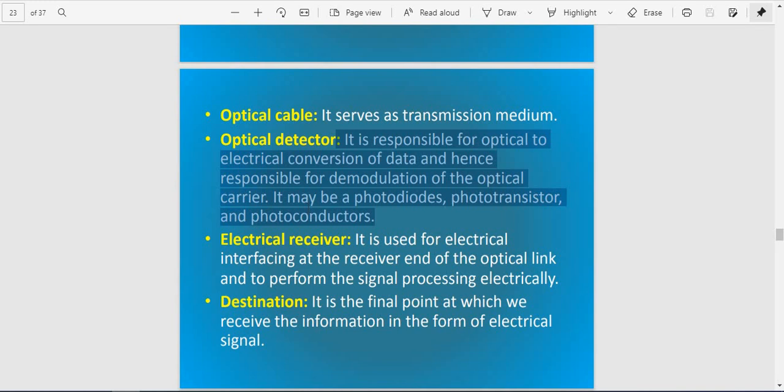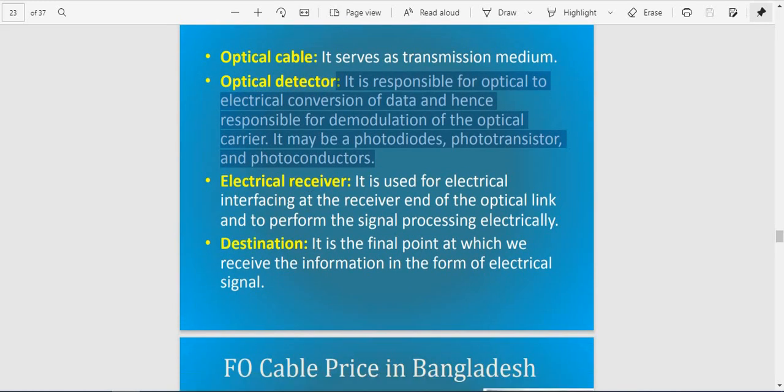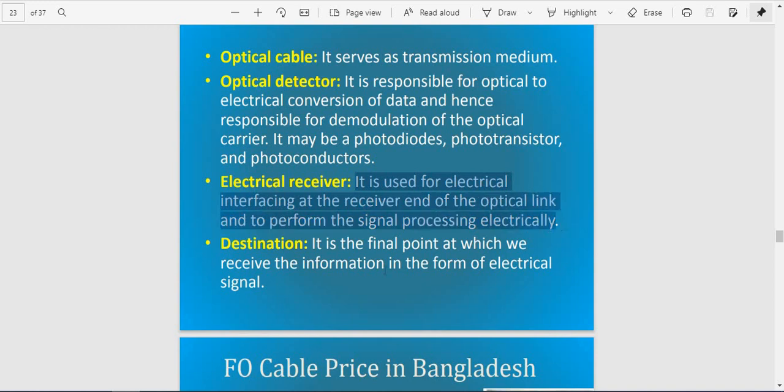Likewise, we have electrical receivers. What is the use of electrical receivers? It needs to receive a signal, right? Whatever information we pass from there, we are going to receive that particular information. It is used for electrical interfacing at the receiver end of the optical link and performs the signal processing electrically, because our signals are electrical, right?